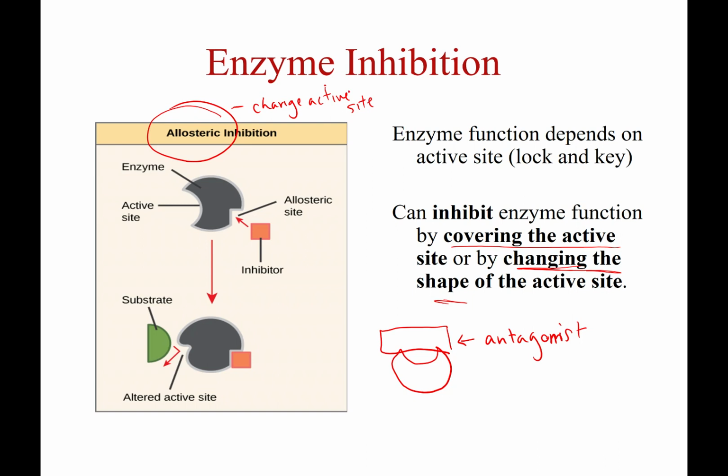Okay. So we could use allosteric inhibition or we could use an antagonist. Either way, we're making that enzyme non-functional. Most of the time, though, those aren't permanent. We can take off that allosteric inhibitor or the antagonist and we can have it work again.